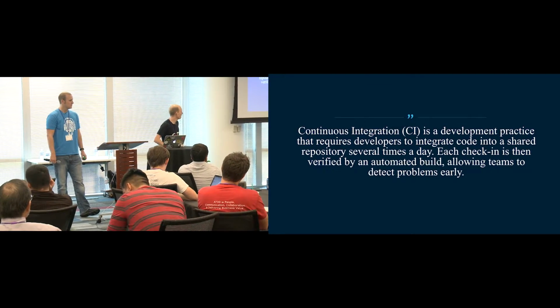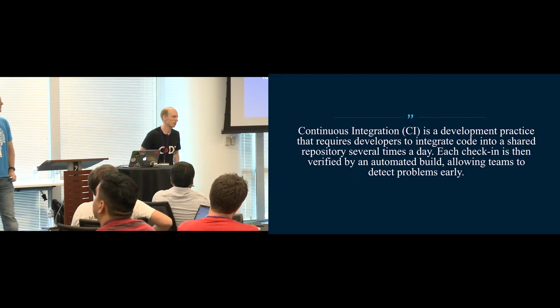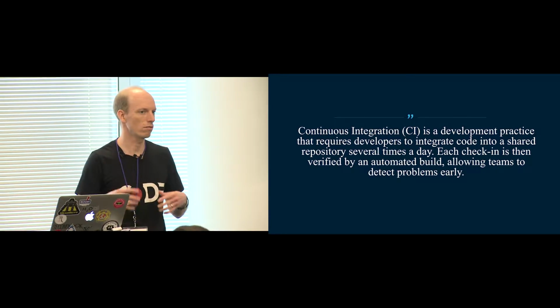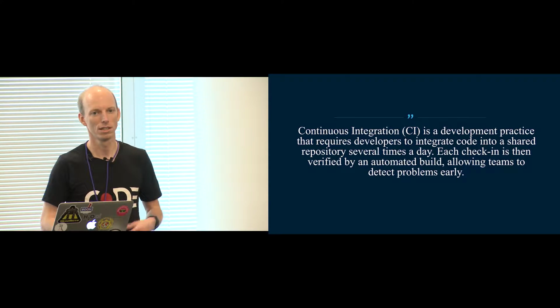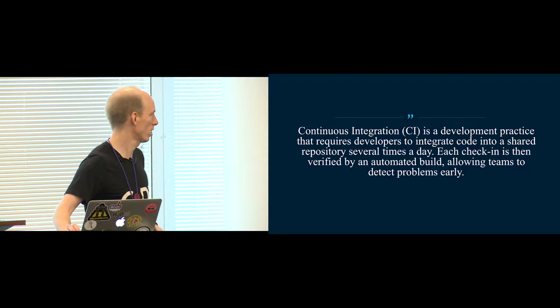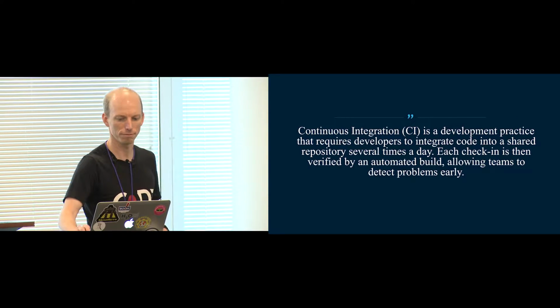So what is CI? It's basically a development practice that means whenever you change your code, you commit it back to the main repository, you run tests and builds automatically, check whether you broke something. Really important to detect problems early and to keep your whole team productive.